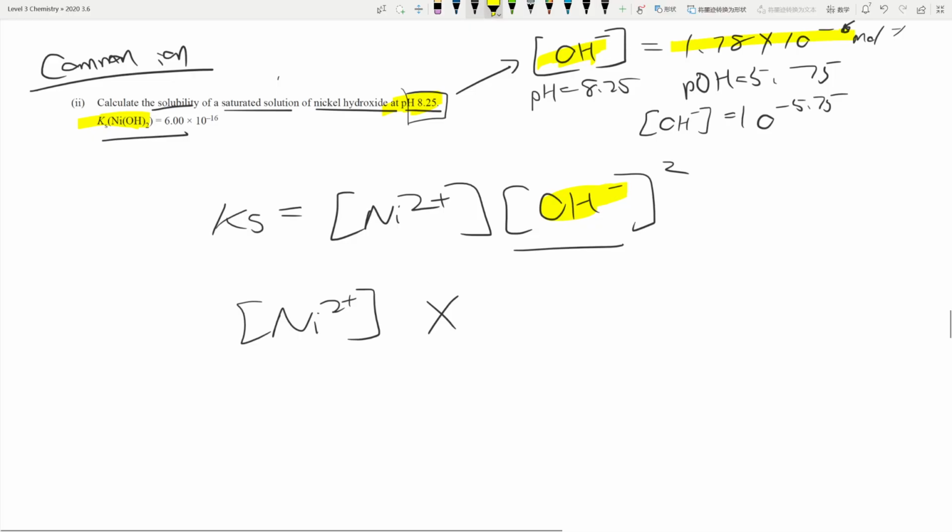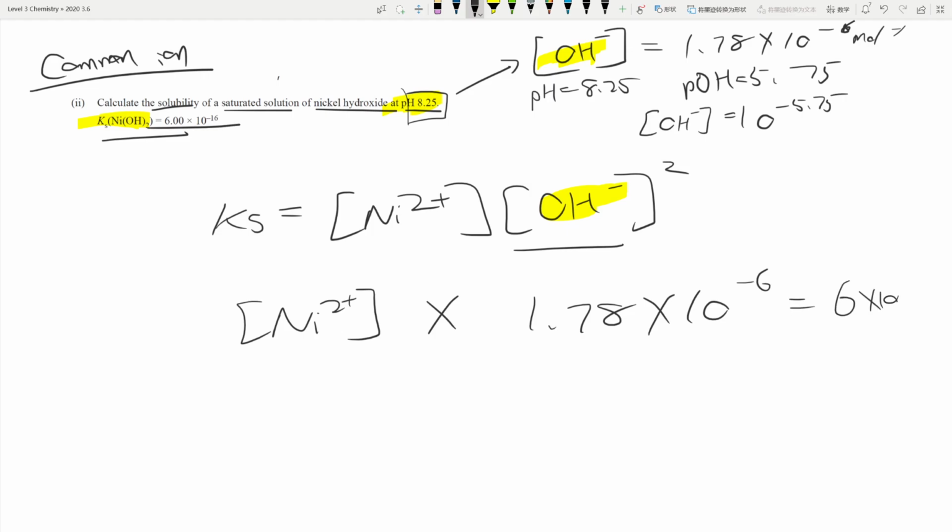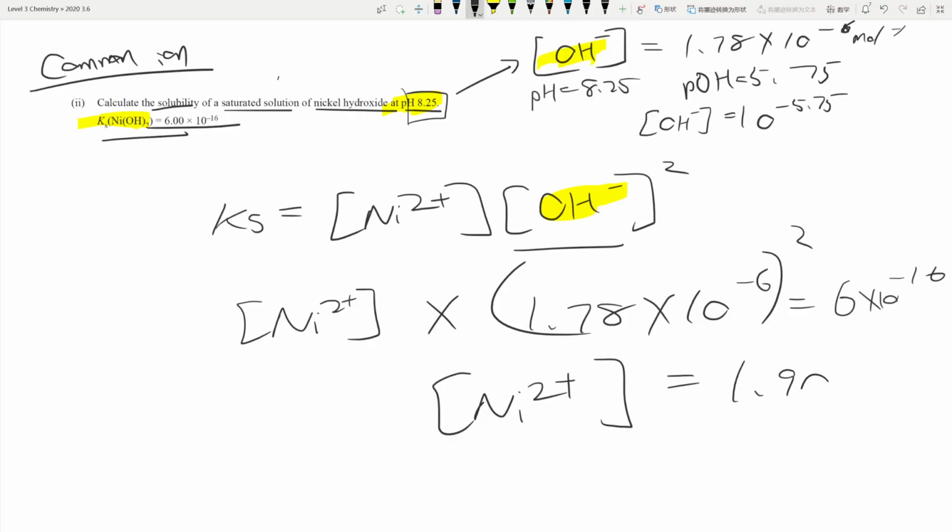You just substitute this in here, which is 1.78 times 10 to the power of negative 6, squared, equals Ks, which is 6 times 10 to the power of negative 16. Solve that for Ni2+, and Ni2+ will be 1.90 times 10 to the power of negative 4 moles per liter.